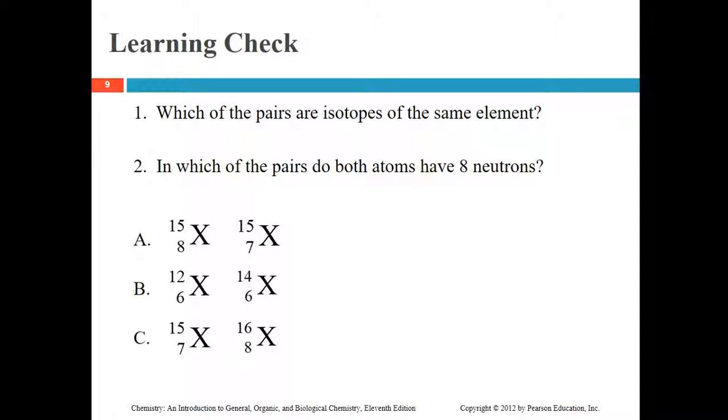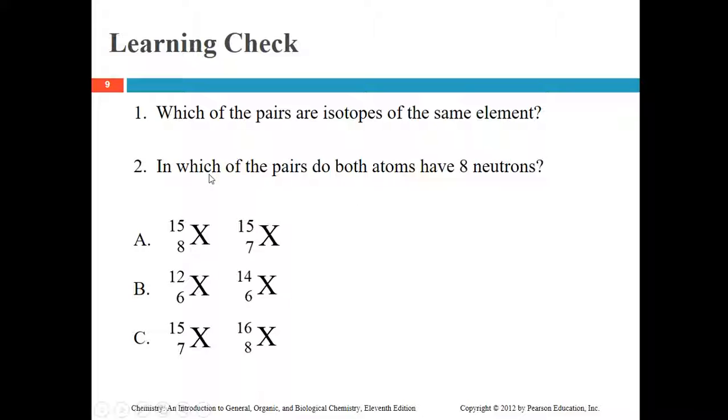All right, so let's look at this. Which of the pairs are isotopes of the same element? Press pause, see if you can do this. All right, so you're back. We know that isotopes have to have the same proton number, and proton number is the smaller number of the two. Well, the 8 and the 7 are not the same, so they're not isotopes. Right here on B, we have 6 and 6, so these are isotopes.